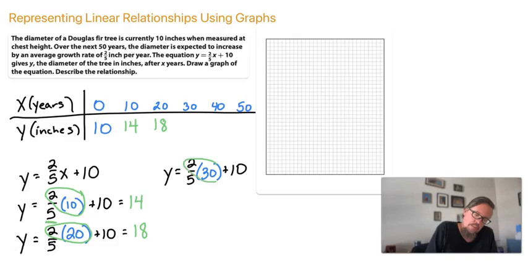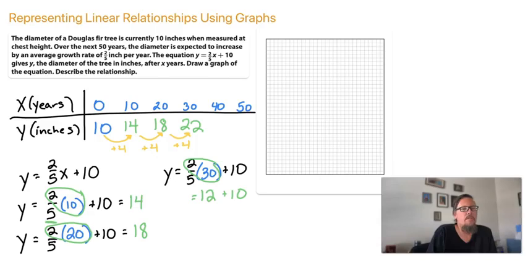So 2 times 30 is 60, and 60 divided by 5 is 12. So this is going to be 12 plus 10, and hey, what do you know? It's 22. So look, we see a pattern here. Plus 4, plus 4, plus 4.